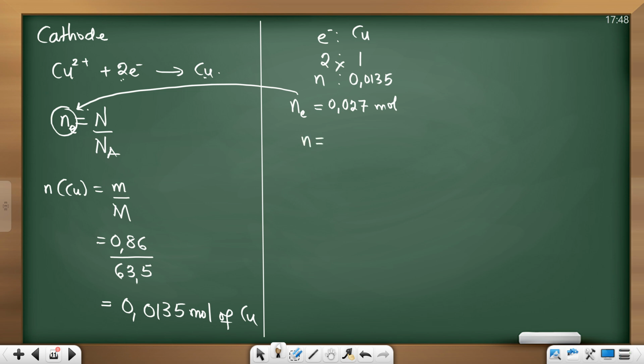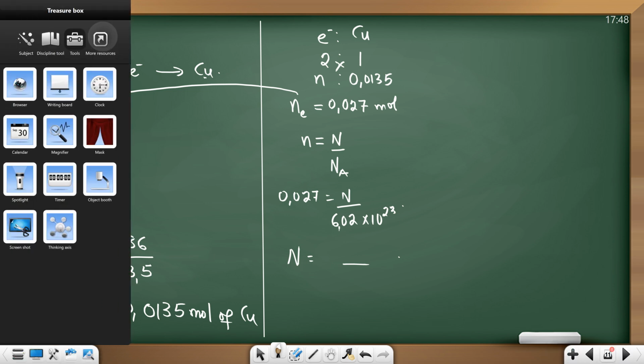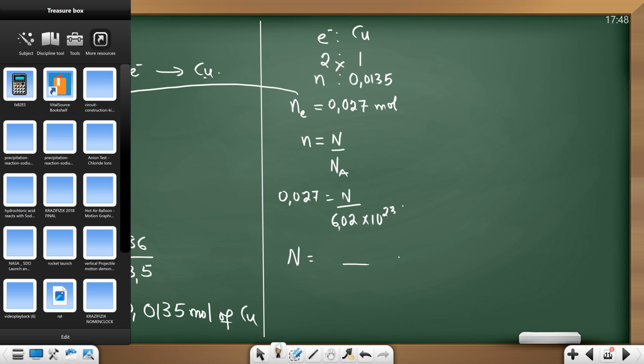So N equals to what? N over Na. 0,027 equals N over, that's a constant, 6,02 times 10 to the power what? 23. What do? Cross multiply. 6 marks on the back. Done. Just like that. 6 marks. Just like that.